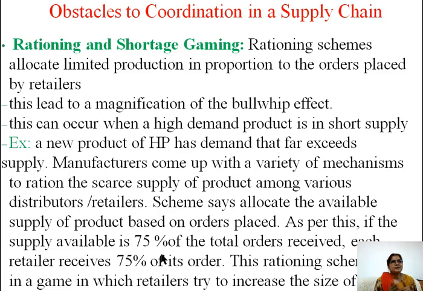So what happens next time? Retailers will play smart. Rather than placing an order for 100, they place an order for 200. Why? So that they get 100, which is their requirement. This is nothing but information distortion. The actual demand is 100, but it is made 200, simply inflating the demand. This is called rationing and shortage gaming.